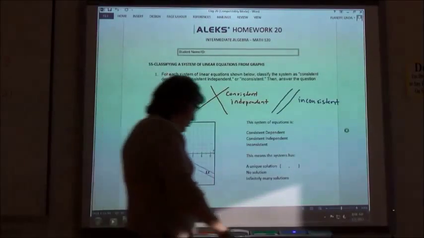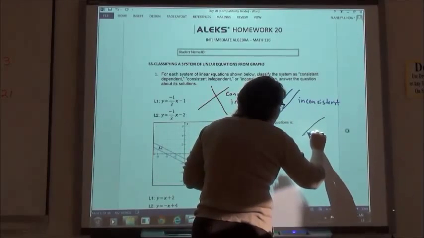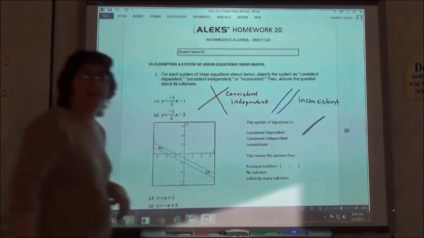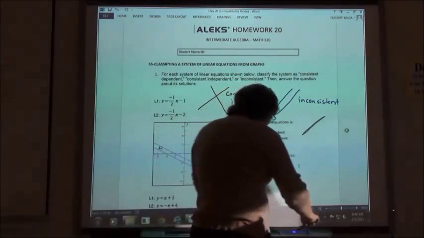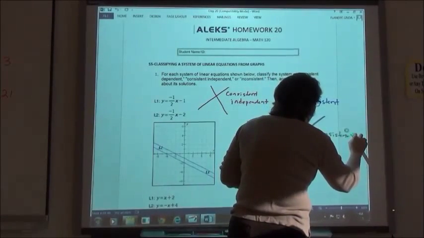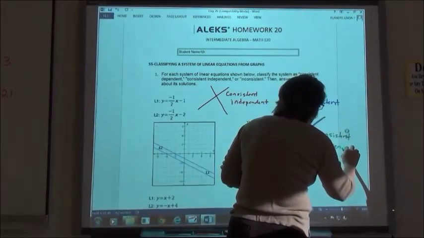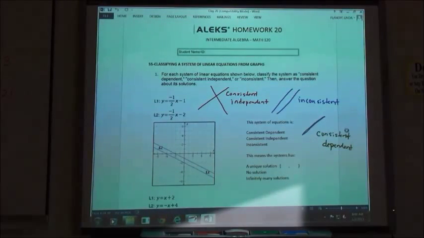And the third way to draw two lines is actually having one line right on top of the other line, if I could draw straight. Every single point is going to work in both equations because they're really both the exact same line. Those ones are called consistent dependent. Consistent because they have answers, dependent because it depends on the equation, but those are going to have infinitely many solutions because there's an infinite number of points on the line, and any point that works in one line is going to work in the other line.